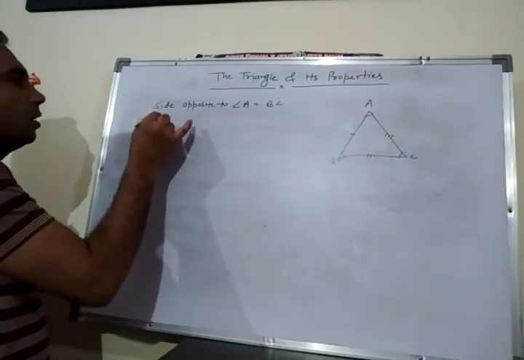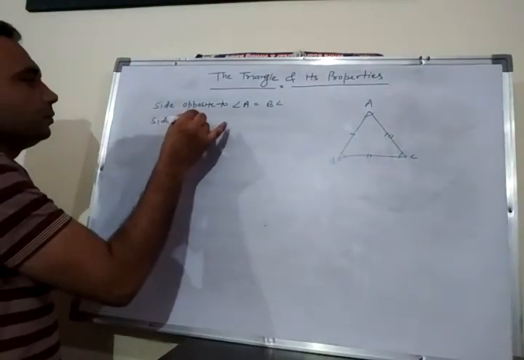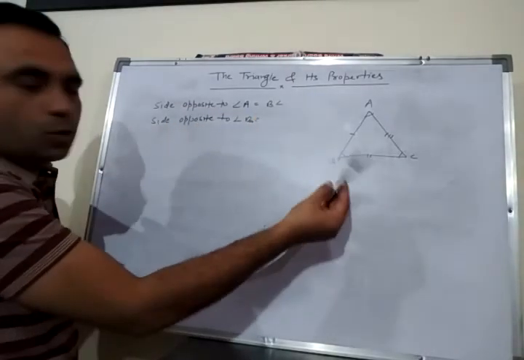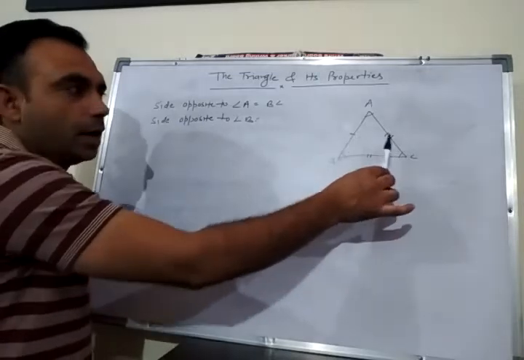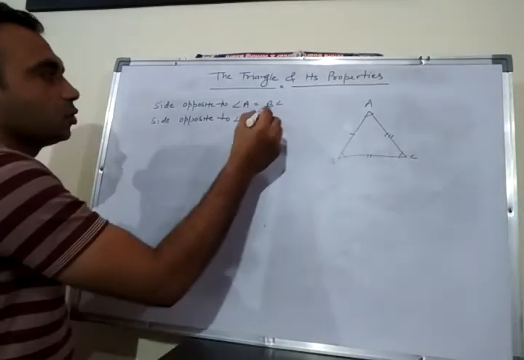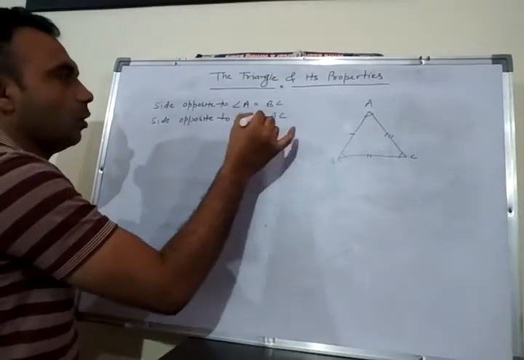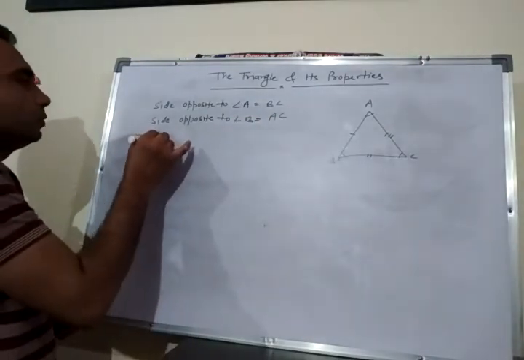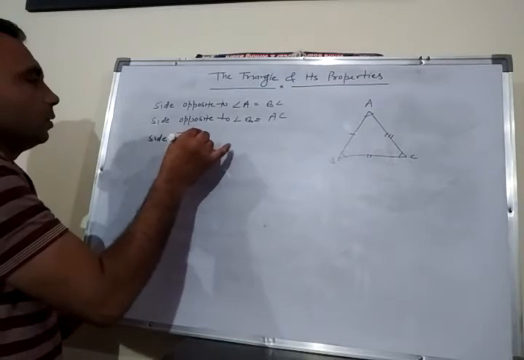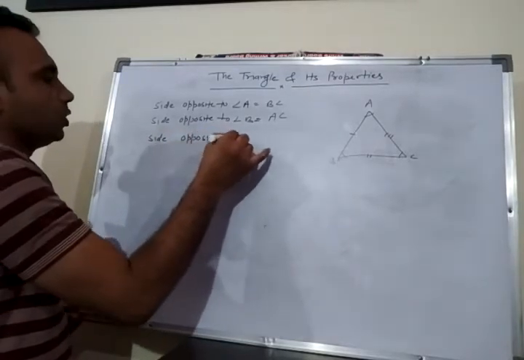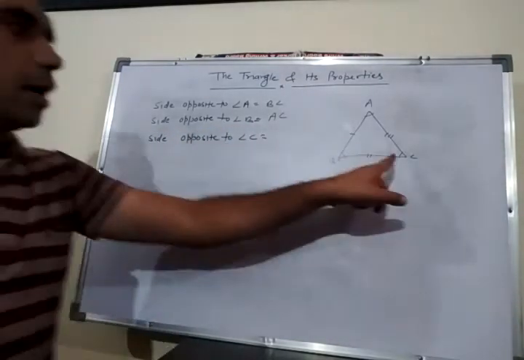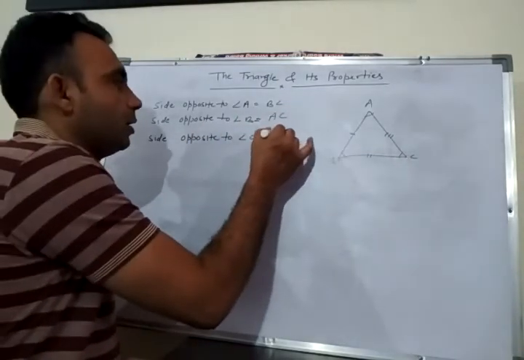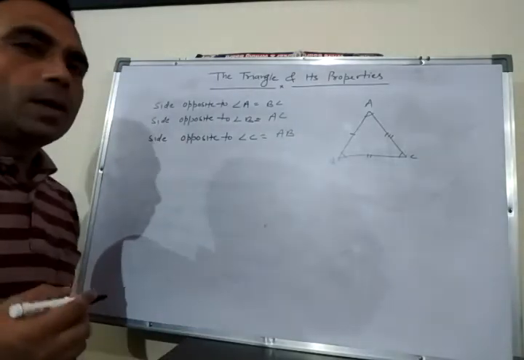Similarly, what is the side opposite to angle B? This is angle B, and the opposite side is AC. So the side opposite to angle B is AC or CA. The side opposite to angle C: this is angle C, and what is the opposite side? AB. So the side opposite to angle C is AB.